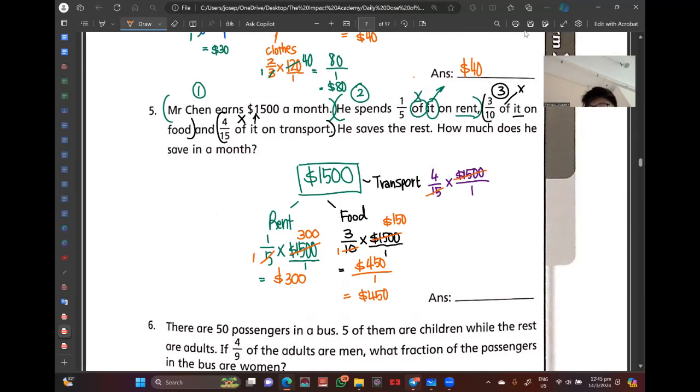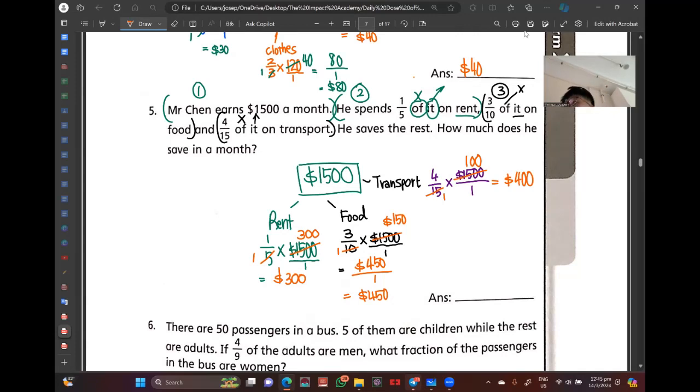So let's talk about the easier one first, okay? 5 divided by 5 gives me 1. Agree or not? 1,500 divided by 5, what do I get? 300. So transport will be 4 times 100, that gives me 400. Agree so far? Do I need to put over 1? No need, right? Because 1 times 1 means 1.